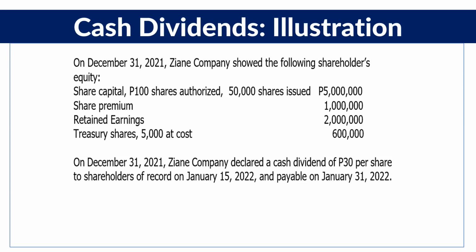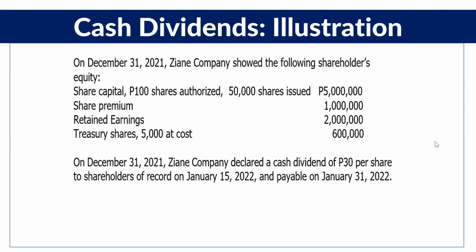So on December 31, 2021, Zian declared a cash dividend of 30 per share to shareholders of record on January 15, 2022 and payable on January 31, 2022. So if you're going to analyze the problem, the date of declaration was December 31, 2021. The date of record is January 15, 2022, and the date of payment is January 31, 2022.